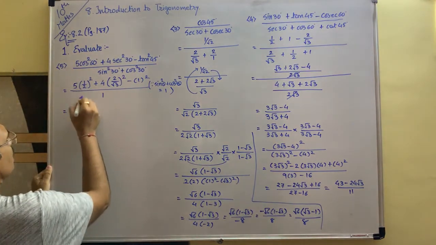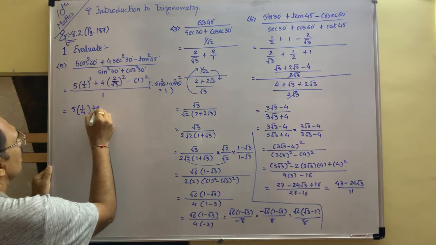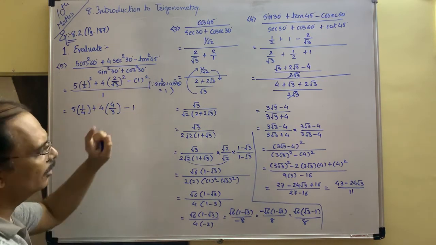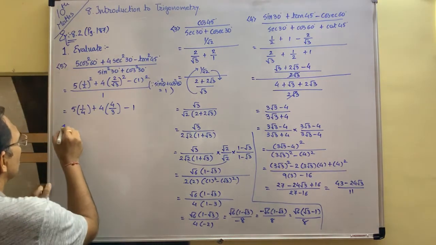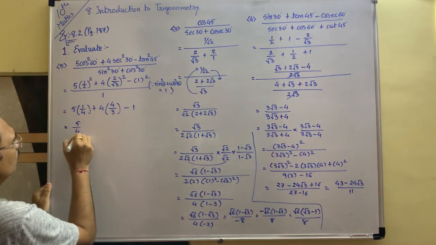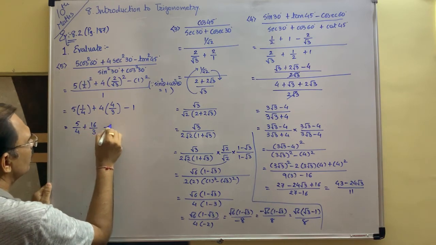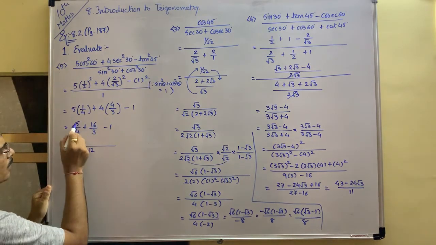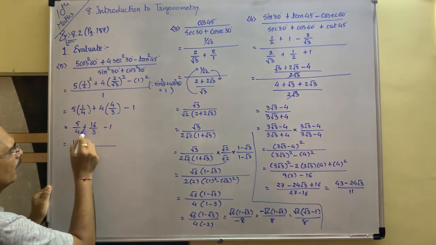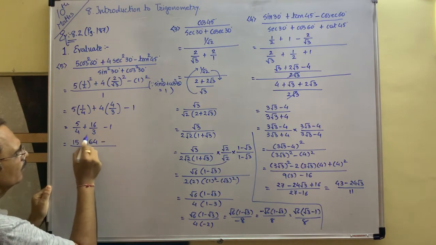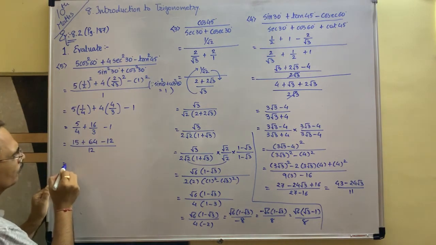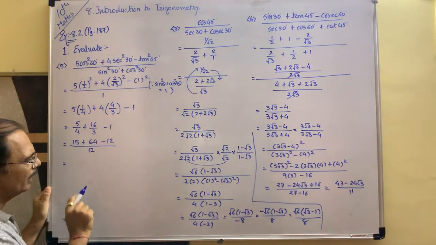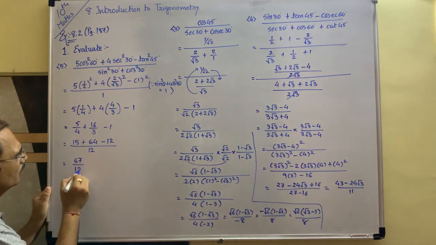Now find 1 square 1, 2 square 4, 2 square 4, root 3 square 3, 1 square 1. The denominator is 1, no need to write. Here 5 ones are 5 upon 4, 4 4s are 16 upon 3, minus 1. Take LCM: 4 3s are 12. So multiply this term by 3, 5 3s are 15, multiplied by 4, 16 4s are 64, minus 12 ones are 12. 15 plus 64, add it, and then subtract 12. It will be 67 upon 12, which is your answer.